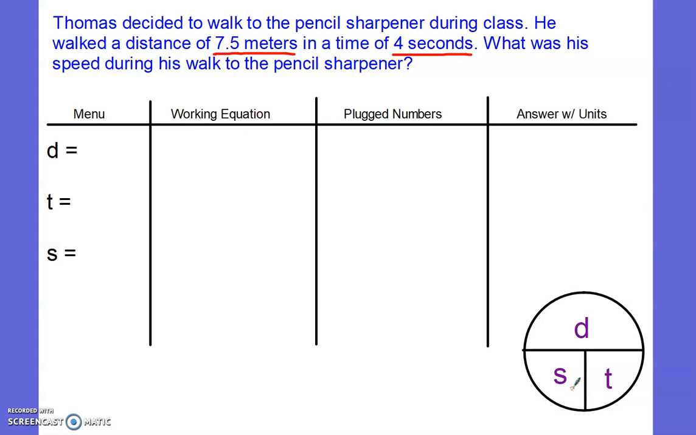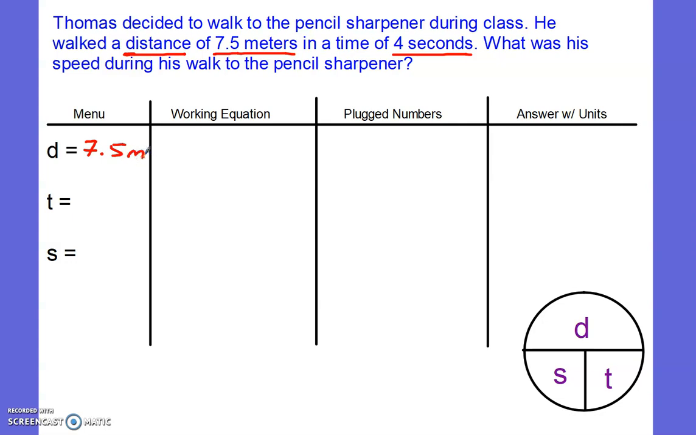To help you out in figuring out which letter each number represents, it's important to look at the words before the number. For example, 7.5. It says he walked a distance of 7.5 meters. So out of these three letters, D, T, and S, we want to think about what letter stands for distance. Well, usually the first letter of the word is the letter we use to represent it. So distance is D, and that's the 7.5.